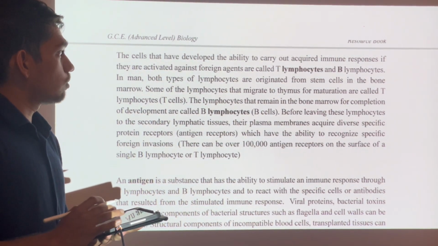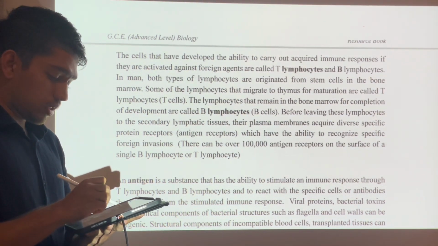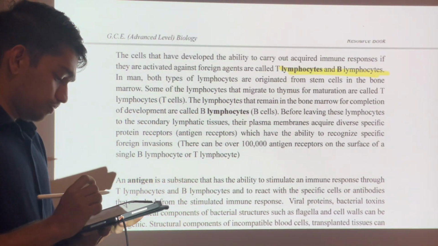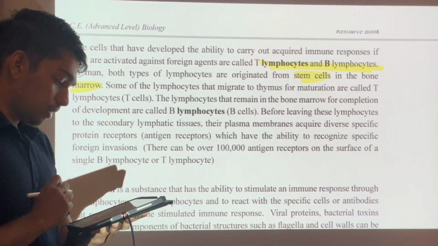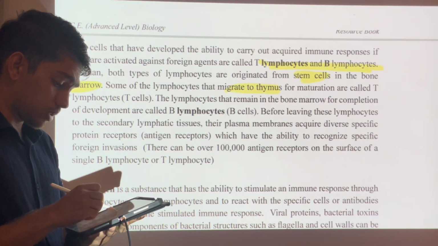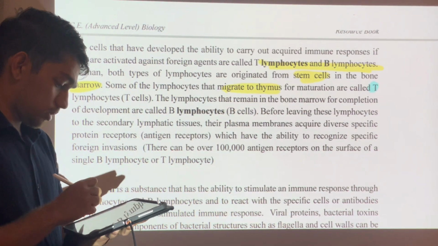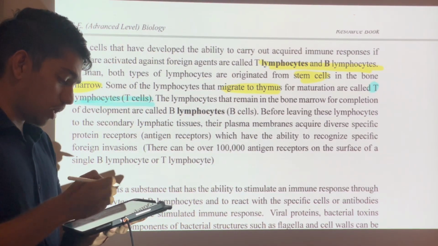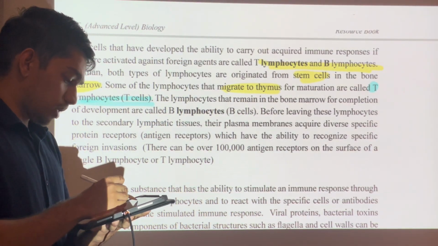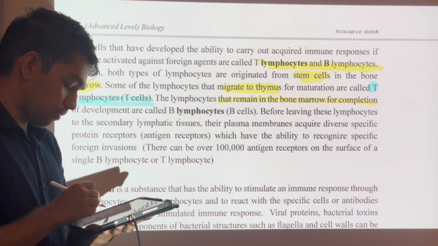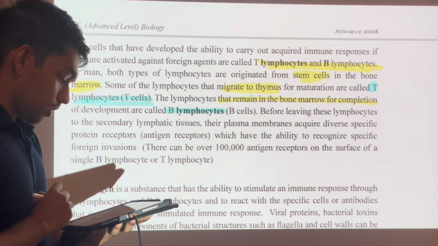So the cells involved in your acquired or specific immunity are your type of lymphocyte, the T and B lymphocytes, right? They arise from stem cells in the bone marrow. Then the lymphocytes that migrate to the thymus organ in the neck for maturation are called T lymphocytes, right? T for thymus. Then the lymphocytes that remain in the bone marrow for completion of development are B lymphocytes. So if they remain in the bone marrow, then B lymphocytes, right?